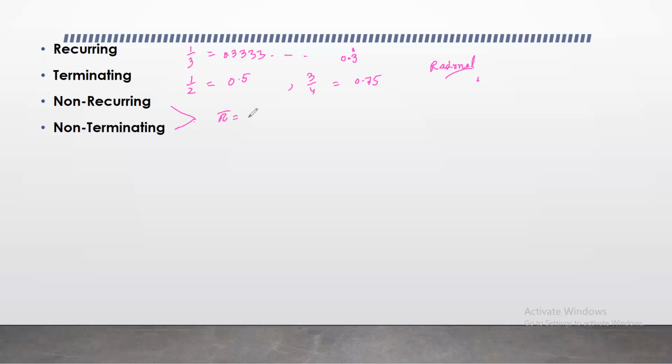So the value of pi is 3.142 and so on. This is non-recurring, non-terminating, and we call it an irrational number. And if you want to write other examples, you can say that all prime numbers when they come in square root form are irrational examples. Okay, these are all irrational examples.